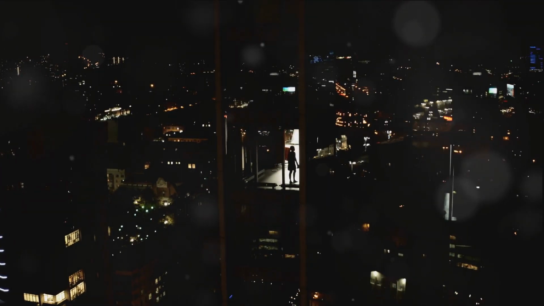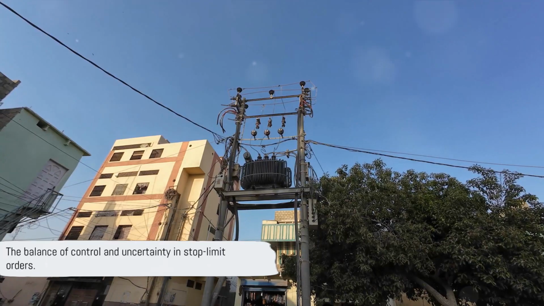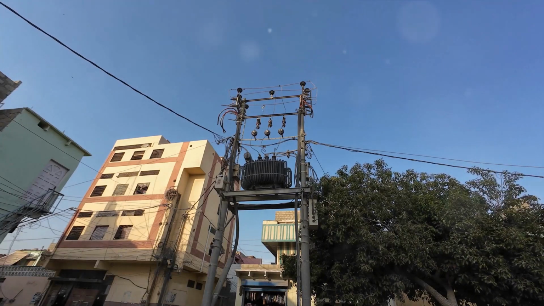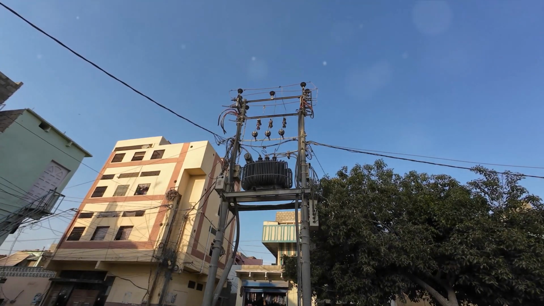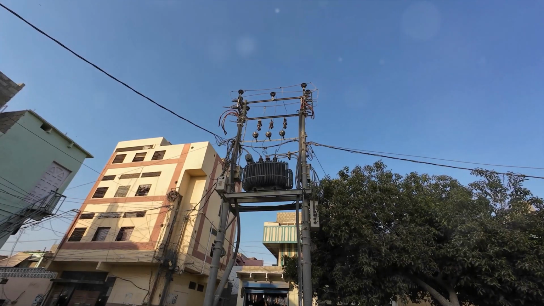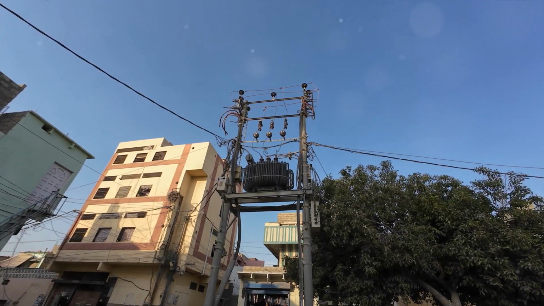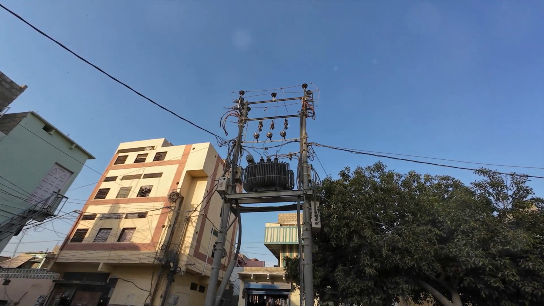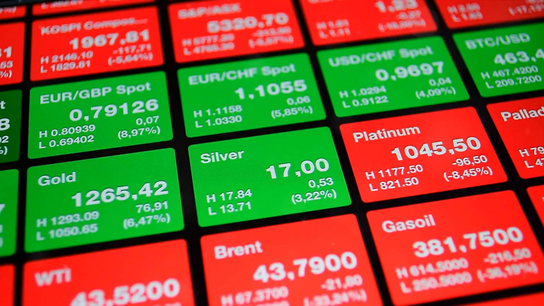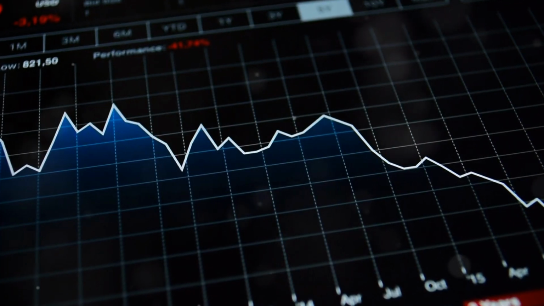This is the beauty and the beast of stop limit orders. They provide control over the selling price, but there's no certainty of execution. It's a tool that can help manage potential losses and maximize profits, but it's not a magic wand. However, remember that there's no guarantee of execution if the market price doesn't reach the limit price after triggering.